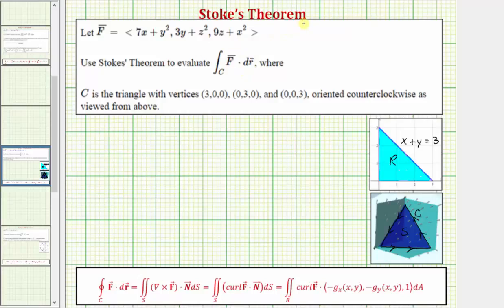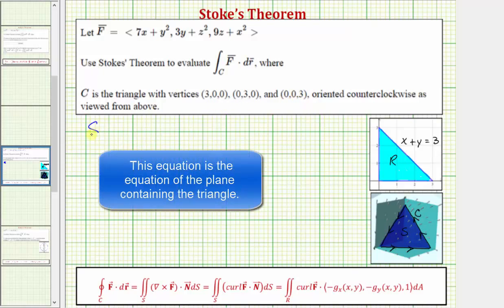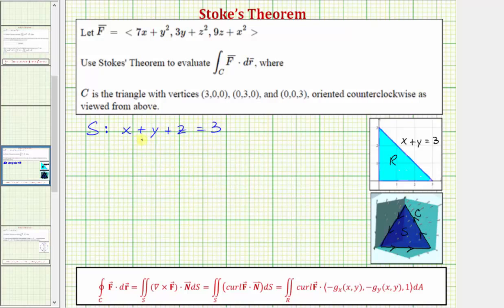So for our first step, we want to write the equation for the surface S, which again would be this blue triangle. And because we have the intercepts of the triangle, the surface S would be given by the equation x plus y plus z equals 3. Later we're going to need the function g of x comma y, which is equal to z. So if we solve this for z, we would have z equals, again, g of x comma y, which should be 3 minus x minus y.